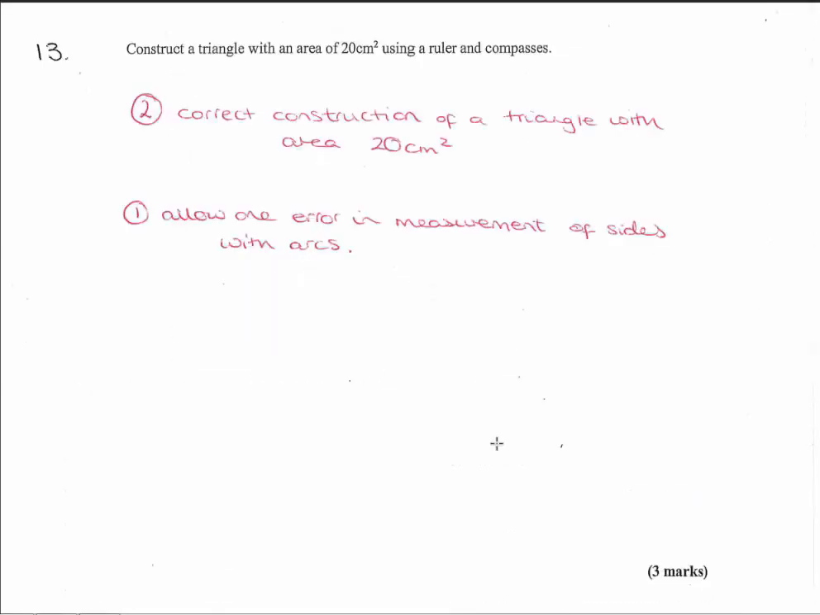Okay. Question 13 says construct a triangle with an area of 20 square centimeters using a ruler and compasses. Now, what a lot of you did is you correctly identified two sides or two numbers that would make an area of 20. So for example, if the base was 8 and the height was 5, then base times height is 40, half it is 20. So 8 and 5, for example, there are other numbers, would work to make an area of 20.